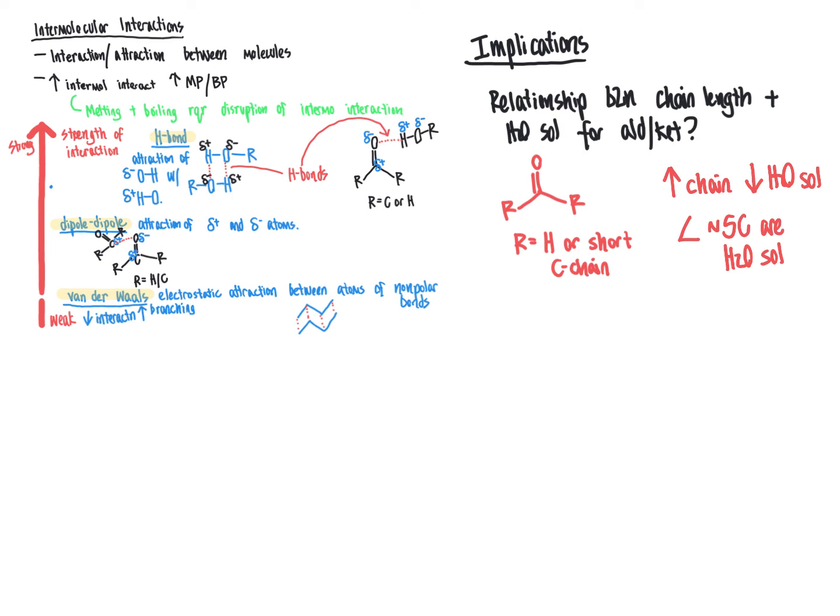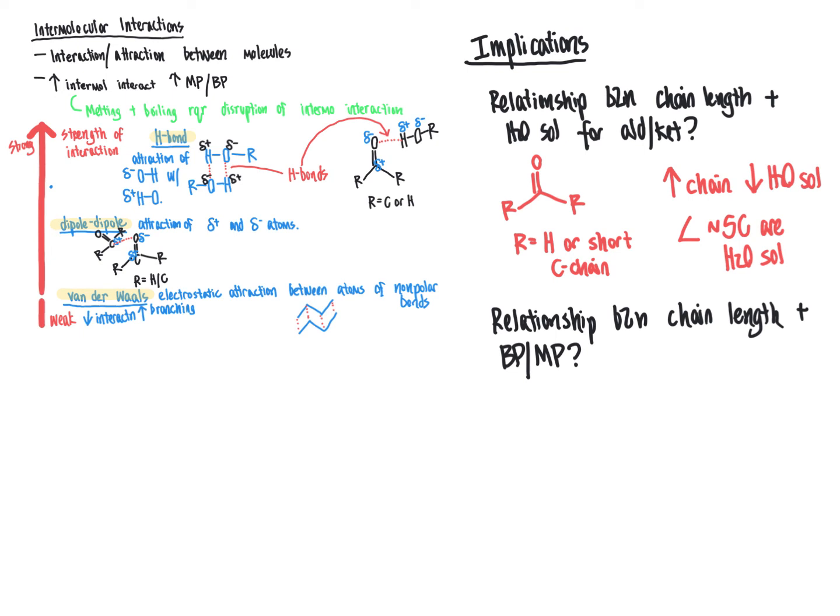What about the relationship between the chain length of an aldehyde or ketone and its melting point and boiling point? So the relationship between the aldehyde or ketone chain length and boiling point and melting point. And I cover those together because if the melting point is higher, the boiling point will also be higher, since both of those are driven by the intermolecular interaction strength, where the stronger the intermolecular interaction that's going on, the higher the melting point and boiling point.